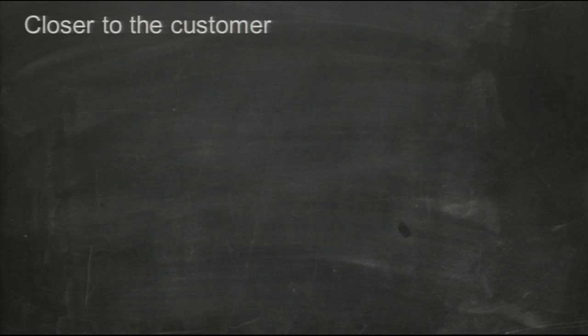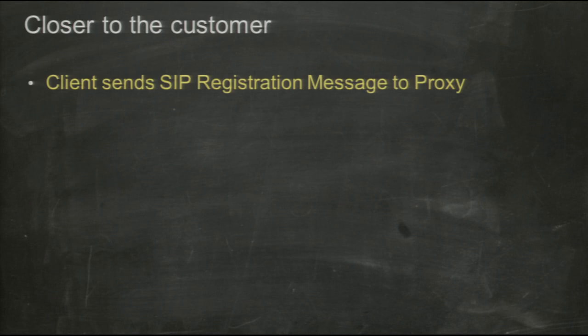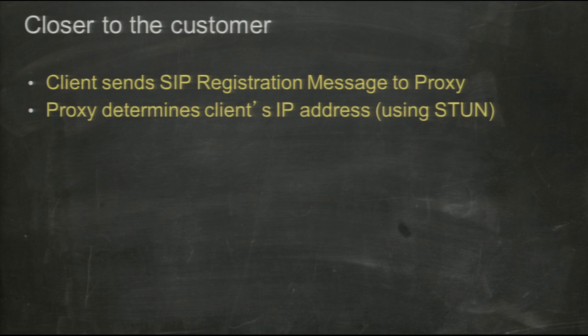So I talked about closer to the customer, and I want to describe that process a little bit. How exactly does that algorithm work? How do we figure out where the customer is, what do we need to do with the traffic, and to which zone do we need to send the traffic? First, the client sends the SIP registration message to our proxy. And when our proxy gets the message, it needs to determine what the IP address of the client is.